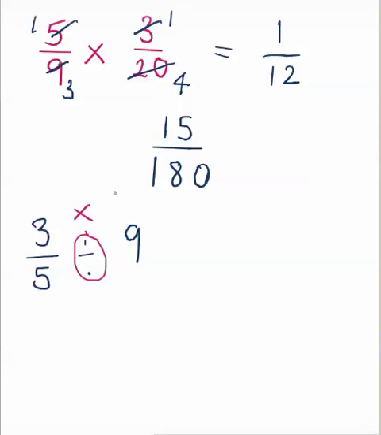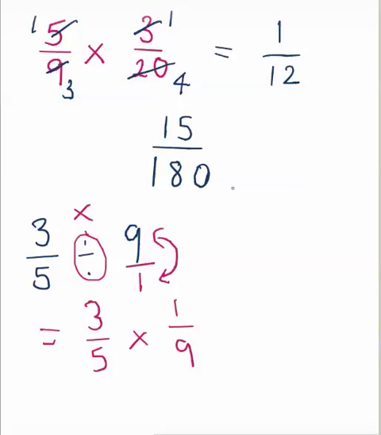So not the first fraction, but the second fraction. Now, this 9 is really over a 1. And then I have to flip this fraction, and I'll be left with 3 over 5. Now, I've changed it to times because I've flipped my 9 and 1 to get 9 over 1.